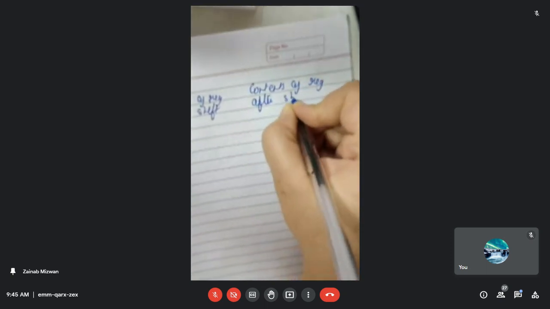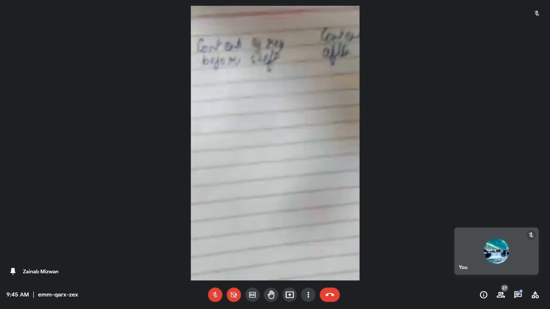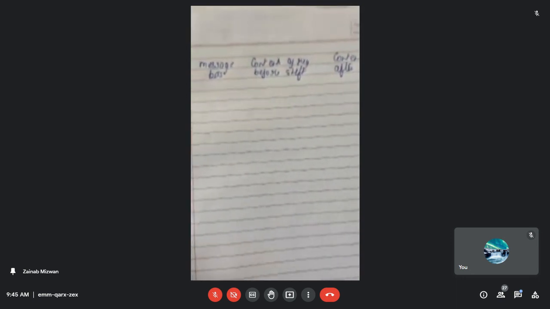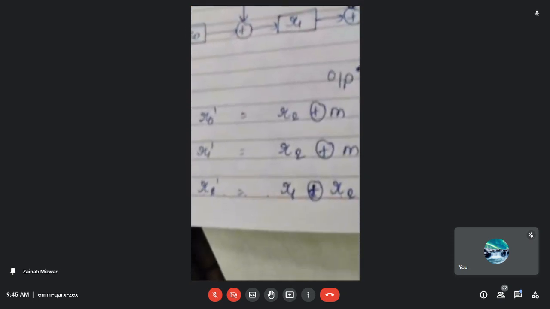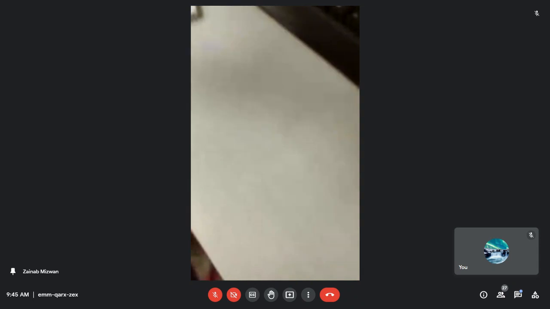after shift. Ma'am, can you show the previous page? I want to draw a diagram. What can I show you? Previous page. Yeah, previous page. I will show you the previous page.